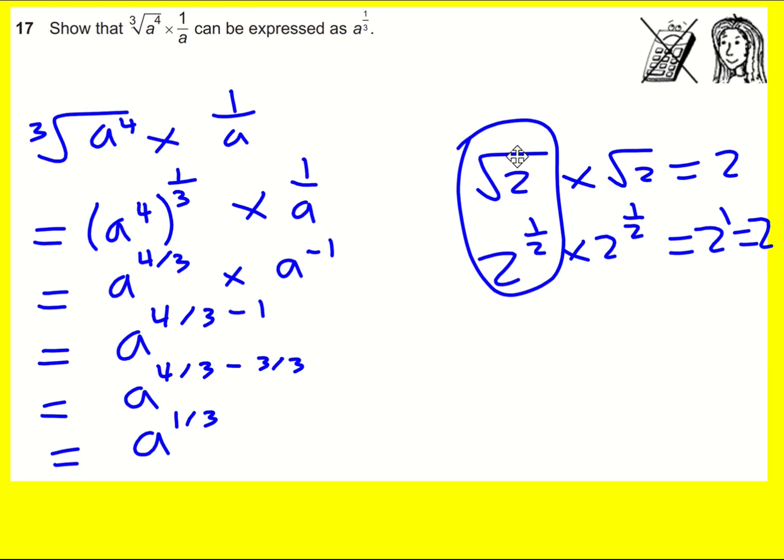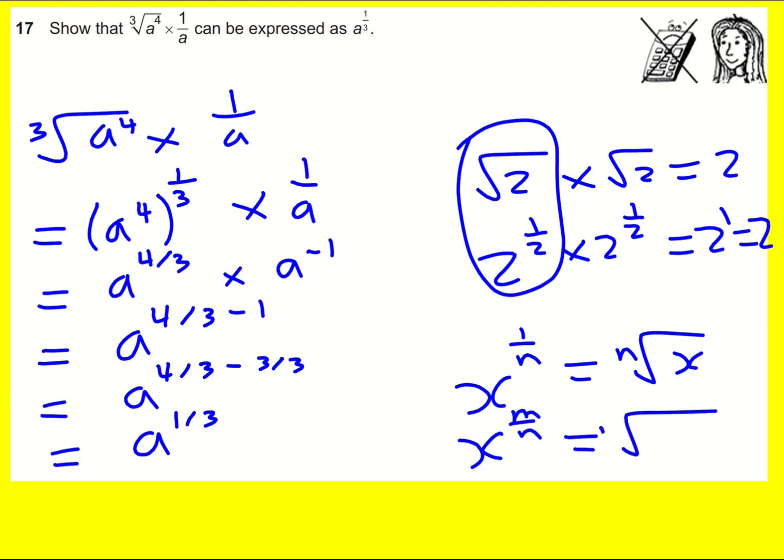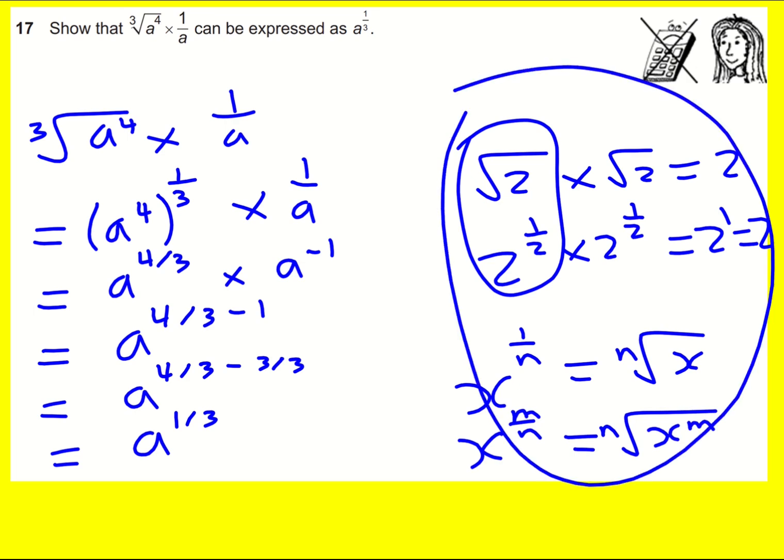The cube root of 2 is 2 to the power of a third. In general, the cube root of x is x to the power of a third, and you can generalize this to x to 1 over n is the nth root of x, and then you can generalize it to x to the m over n is the nth root of x to the m, and so on. That's the sort of thing you have to have an understanding of for this question.